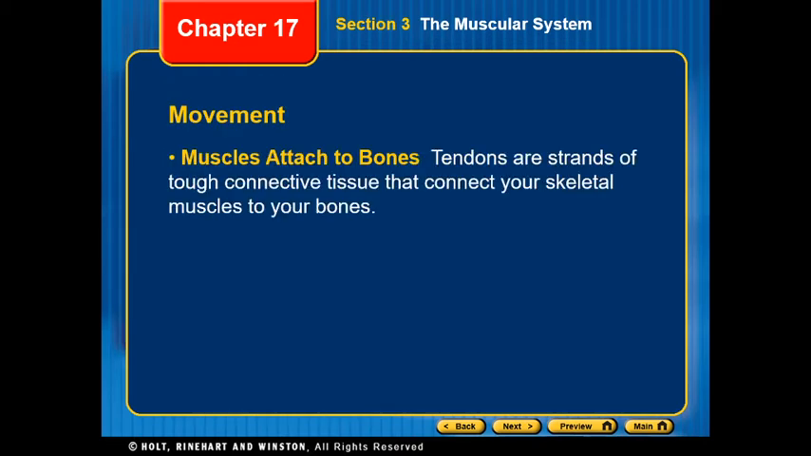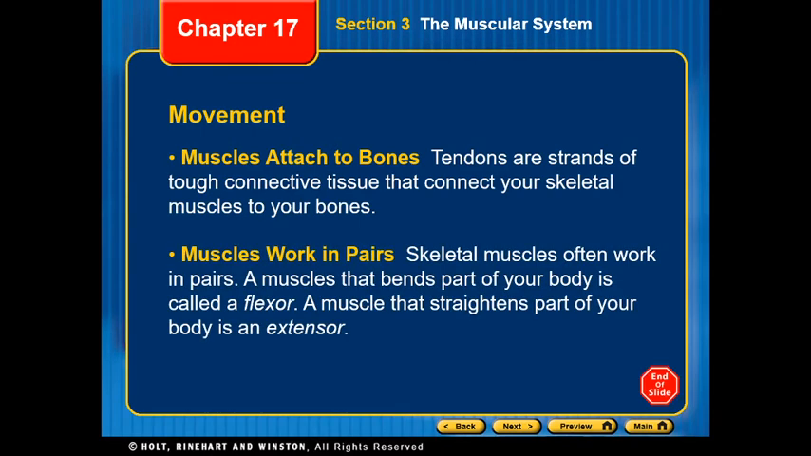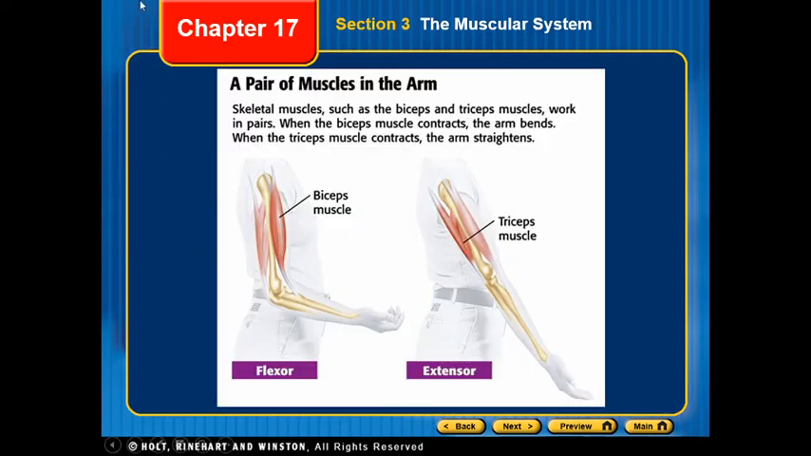Now, the tendons are strands of tough connective tissue that connect your skeletal muscles to the bone. So the connection between the skeleton and your muscle, you call it the tendons. And skeletal muscles often work in pairs. A muscle that bends part of your body is called a flexor, and a muscle that straightens part of your body is an extensor. One example of muscles that work in pairs is your biceps and your triceps.